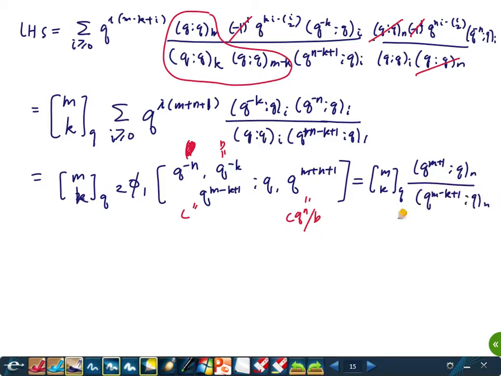Now, if you simplify this by expressing this as a product of Q Pochhammer symbols and then try to cancel everything, you get this. That's the proof. Yeah, a little lengthy, but yeah, the same idea.